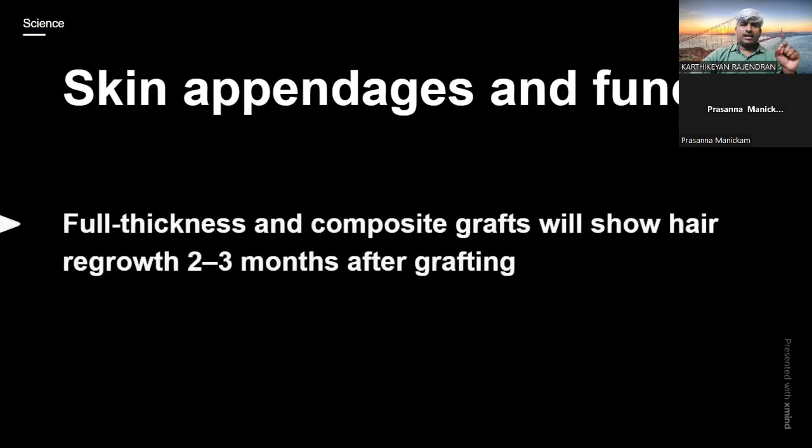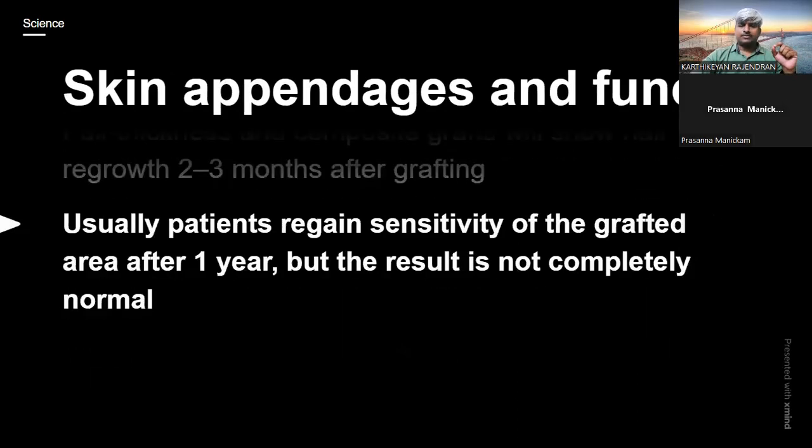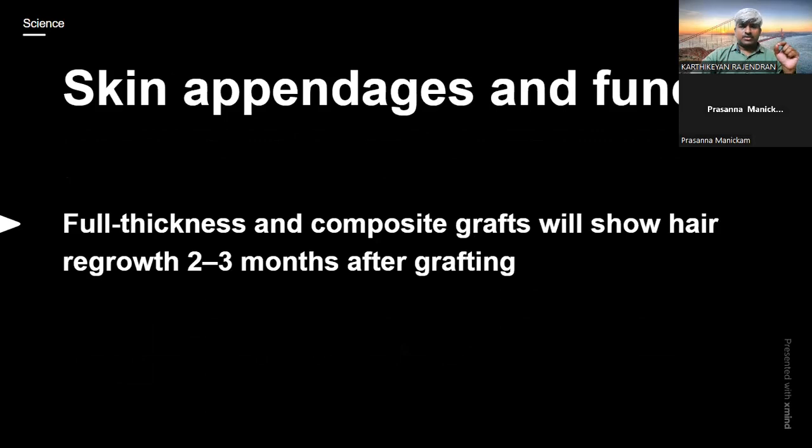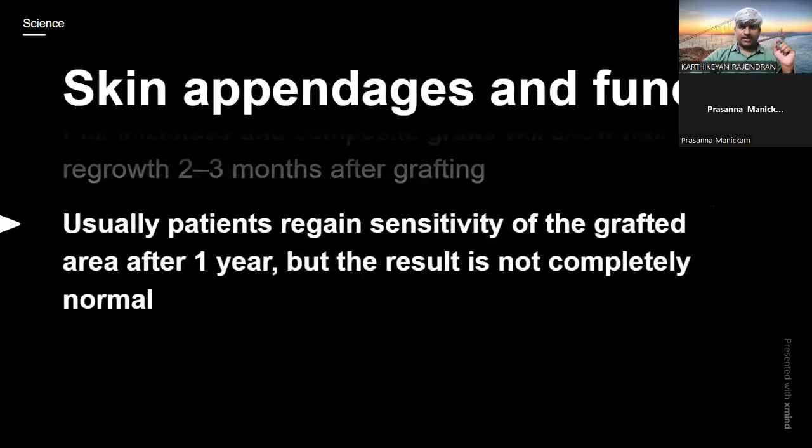So the full thickness and composite graft will show hair regrowth 2 to 3 months after grafting. Okay. So with a full thickness graft, hair growth appears after 3 months. The patient regains sensitivity of the grafted area after 1 year, but the result is not completely normal. The patient regains sensitivity due to nerve growth from the wound bed, but some abnormal sensation is there.